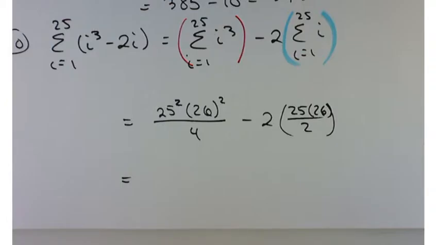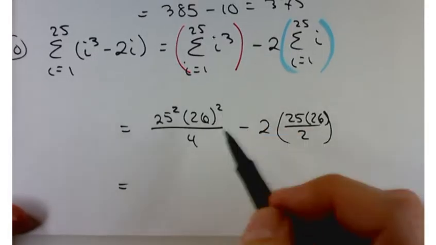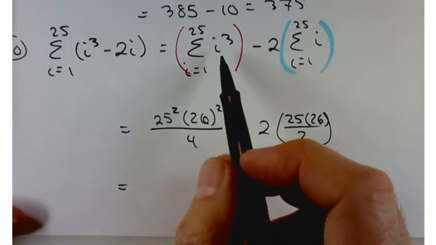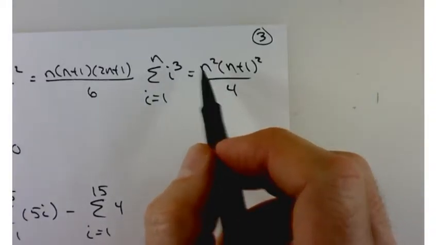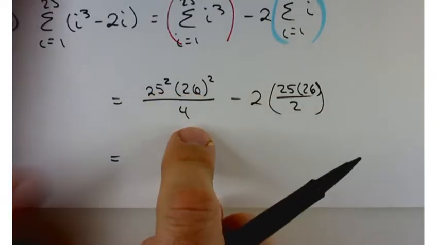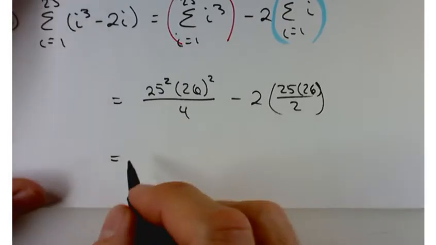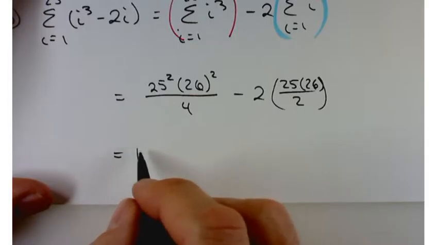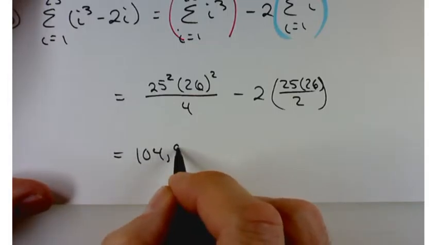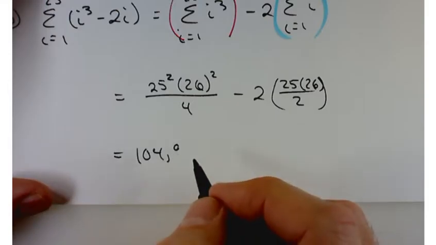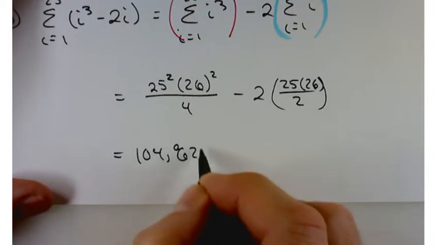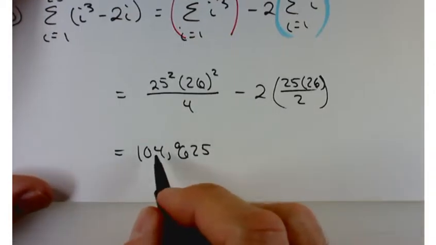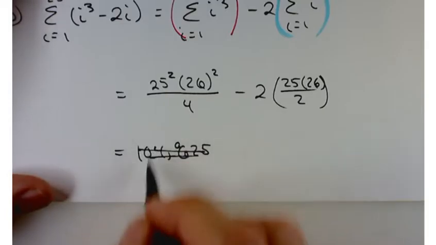Okay, so filling these things in should look like this. Sum of the first n cubes, we're going to use this formula up here. So we're going to have 25 squared, 25 plus 1 is 26. 25 squared times 26 squared divided by 4. Someone get a number for that one? 105,625. Okay, thank you.